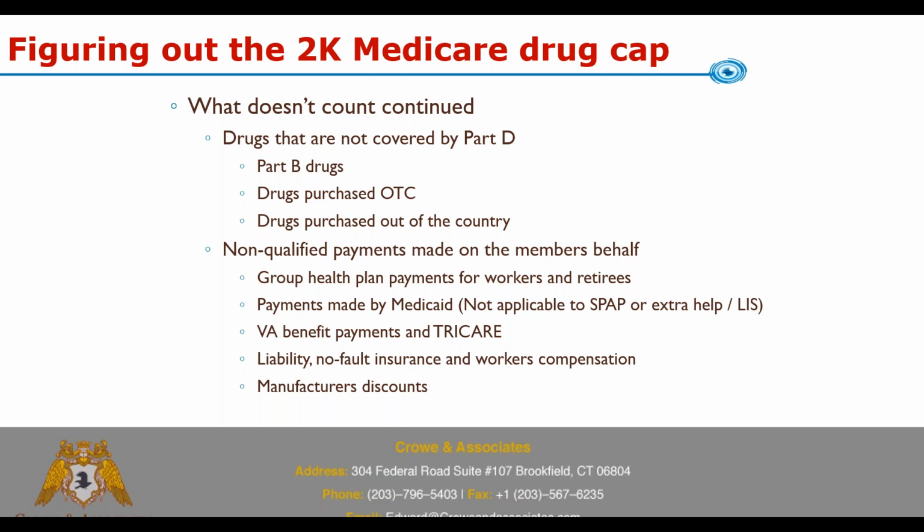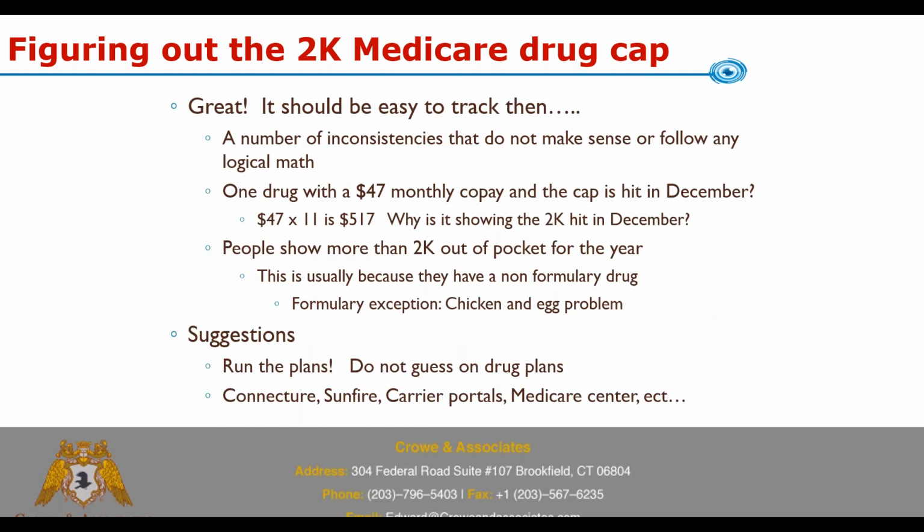Payments made by Medicaid, and I know that sounds tricky, but that is straight Medicaid, Title 19. So usually when people have Medicaid, they also have extra help. So that isn't applicable. If they have a SPAP plan or extra help, that will count towards the $2,000 cap. But if somebody's just on Medicaid, that will not count. VA benefit payments through the VA or through TRICARE do not count. Liability, no fault insurance, and workers' comp doesn't count, and manufacturer discounts do not count towards the cap. So great, we're all set.